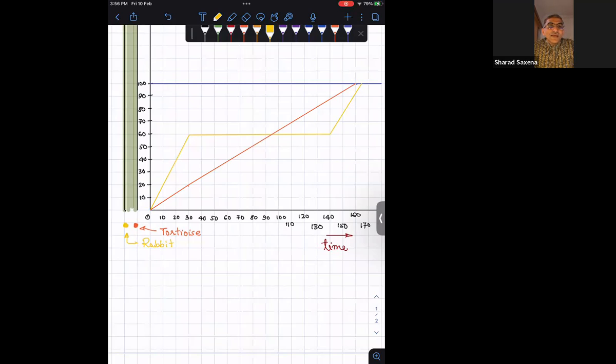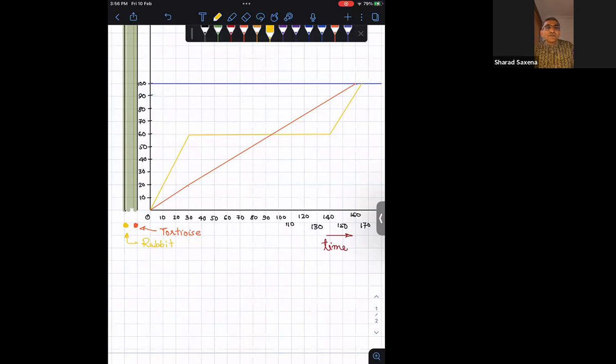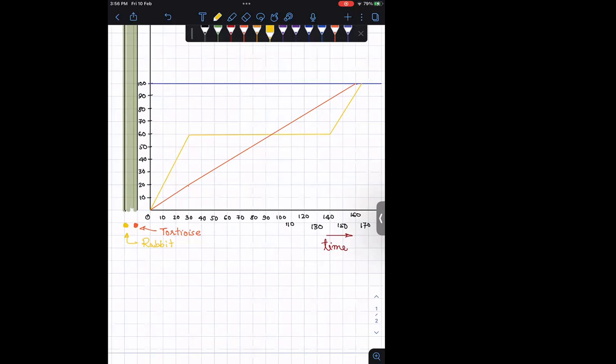So, Aesop's fable in physics. Now nobody will forget. After this, for sure, nobody will forget how to make time distance graphs in physics.